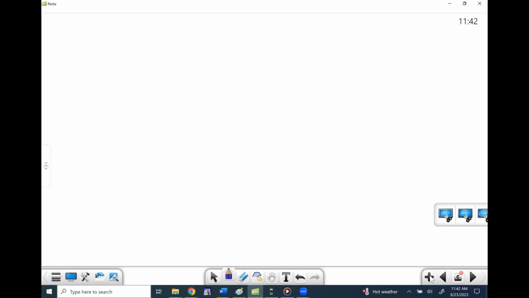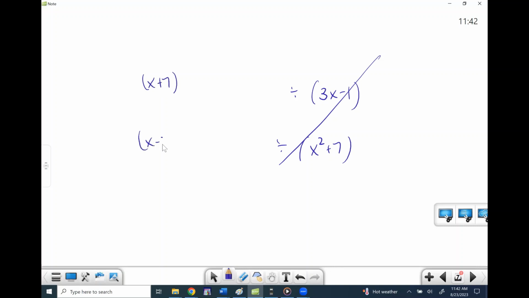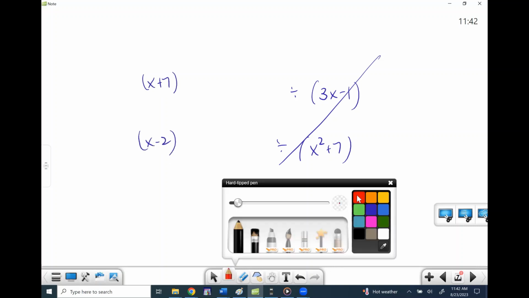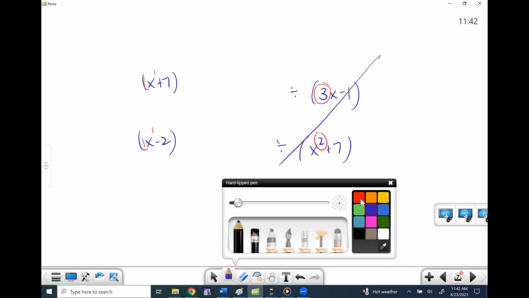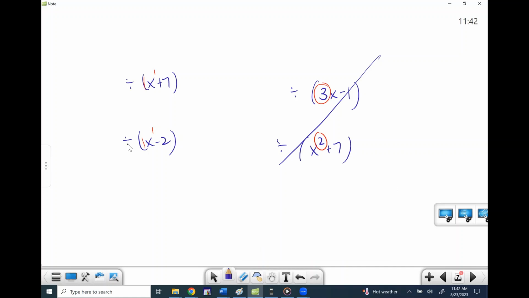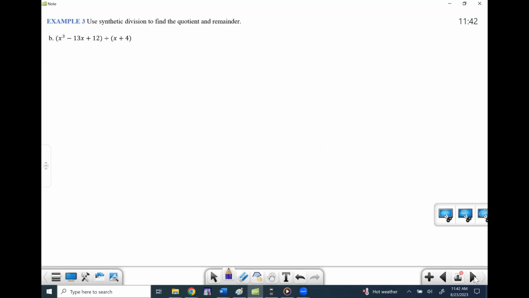So let me just make sure that we understand. For synthetic division, things like this as our divisor would not be allowed. It has to be something like x plus 7 or x minus 2, where the leading coefficient is 1 and the exponent is 1. So the problem here is the 3 and the problem here is the 2. So the divisor has to be written in the form like this.